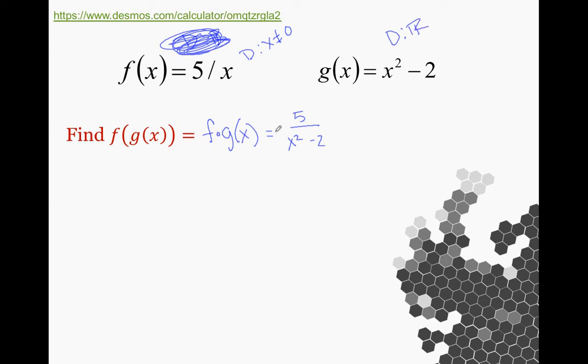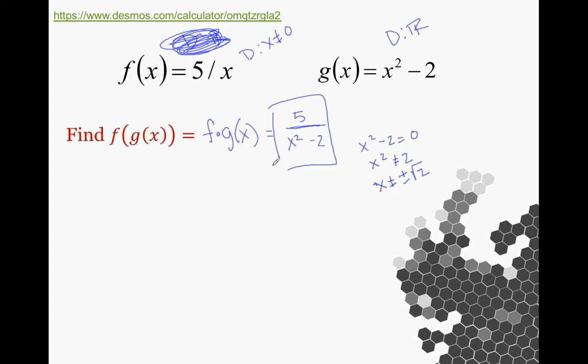So this actually doesn't simplify anymore. That's pretty much all I can do. I want to take a look at this and figure out what my denominator can be. x squared minus 2 cannot equal 0. x squared cannot equal 2, right? I just can't divide by 0. x cannot equal plus or minus the square root of 2, right?